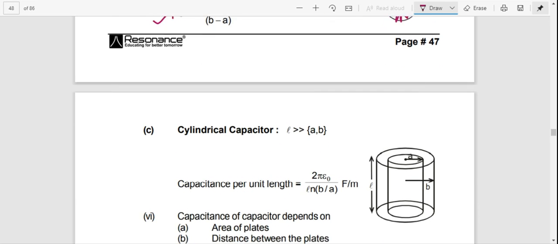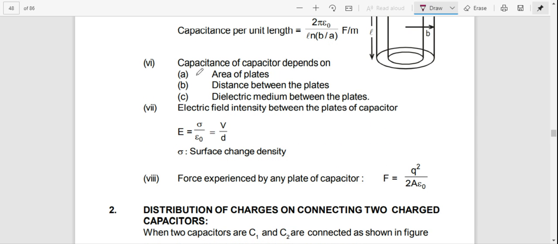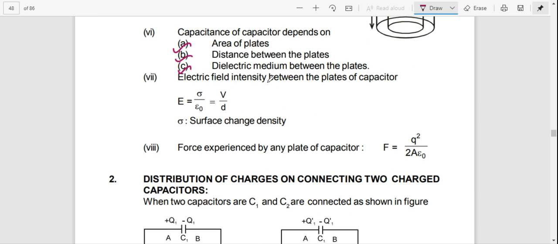And next, cylindrical capacitor. Capacitance of cylindrical capacitor is 2 pi epsilon naught l by ln B by A. Next, capacitance of capacitor depends on area of plates, distance between the plates, and dielectric medium between the plates. Electric field intensity between the plates of capacitor E is equal to sigma by epsilon naught or V by D. We can use any of these formulas by the data given.